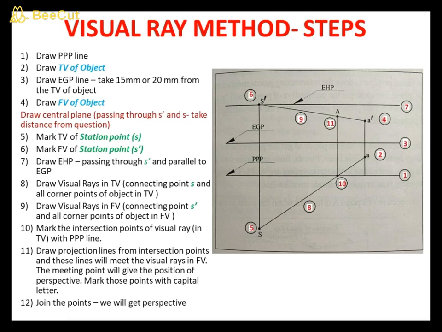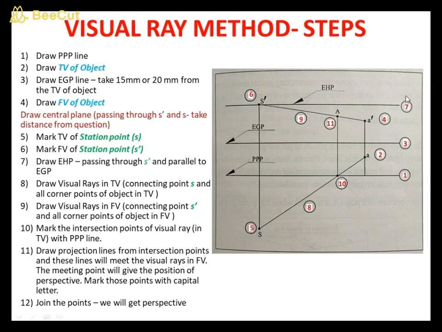So in the question they will give you information like this: the observer is standing 60 or 70 mm in front of the picture plane. So from the picture plane you take 60 or 70 and you will get a small letter S. Small letter S indicates the position of the station point. Similarly, they will give you the height of the station point, say 40 mm above EGP, the ground plane. So you take 40 mm above the ground plane and mark S dash. That is step number 5 and 6.